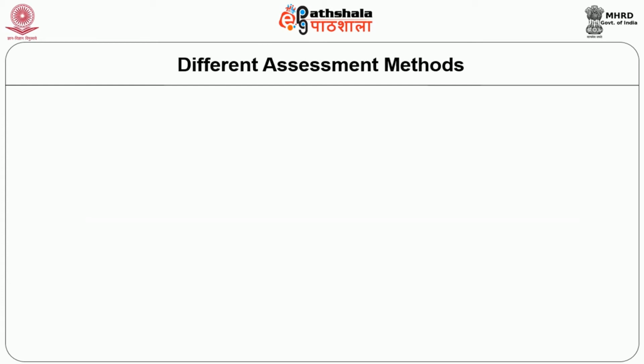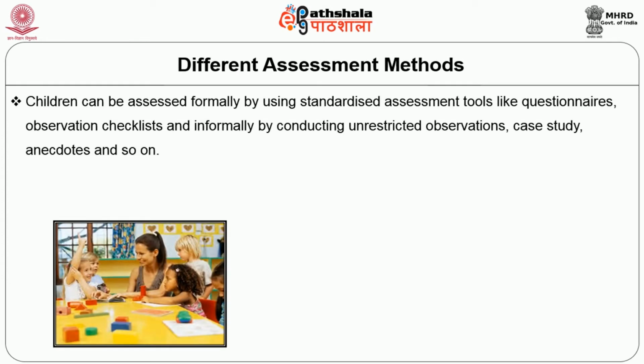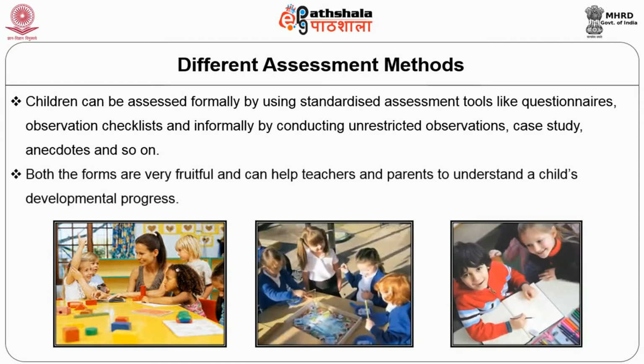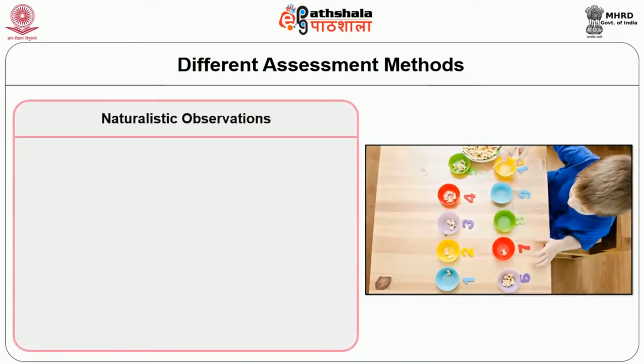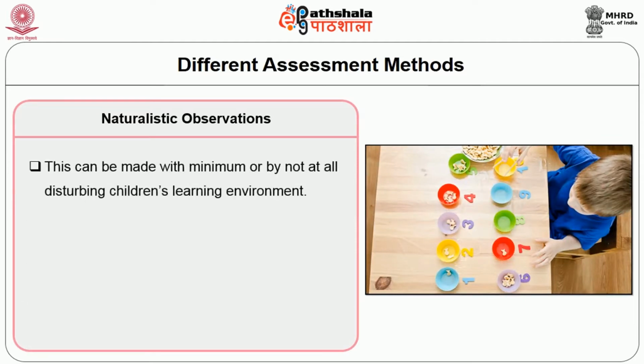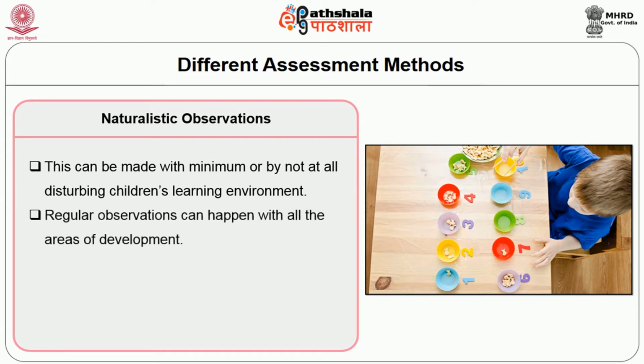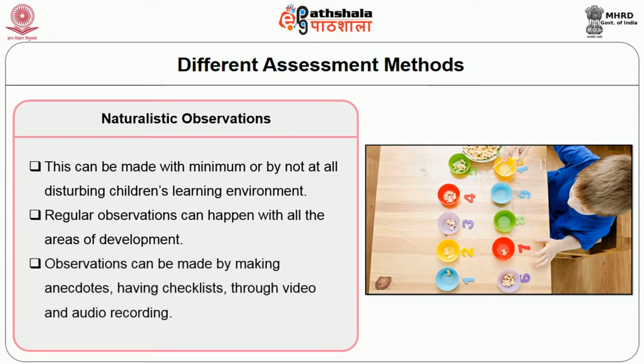Different methods of assessment. Children can be assessed formally by using standardized assessment tools like questionnaires and observation checklists, and informally by conducting unrestricted observations, case studies, anecdotes, and so on. Both forms are very fruitful and can help teachers and parents to understand a child's developmental progress. Naturalistic observations can be made with minimum or no disturbance to children's learning environment. Regular observations can happen in all the areas of development. Observations can be made by making anecdotes, having checklists, and through video and audio recording.